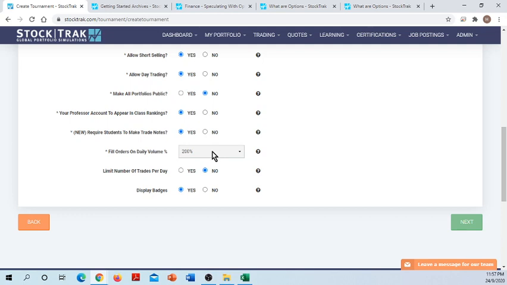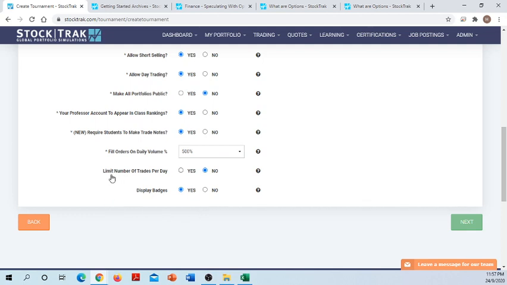So some instructors are strict in terms of allowing their students to enter into not actively traded or not liquid instruments. So this is under your control. In my case, I want to be lenient with them, and I will allow them to place orders even if the size of the order is relatively large compared to the daily volume.